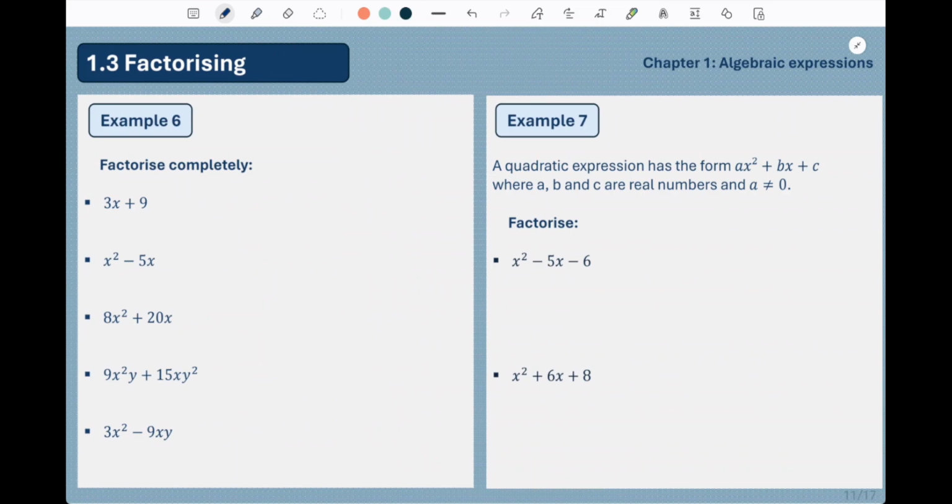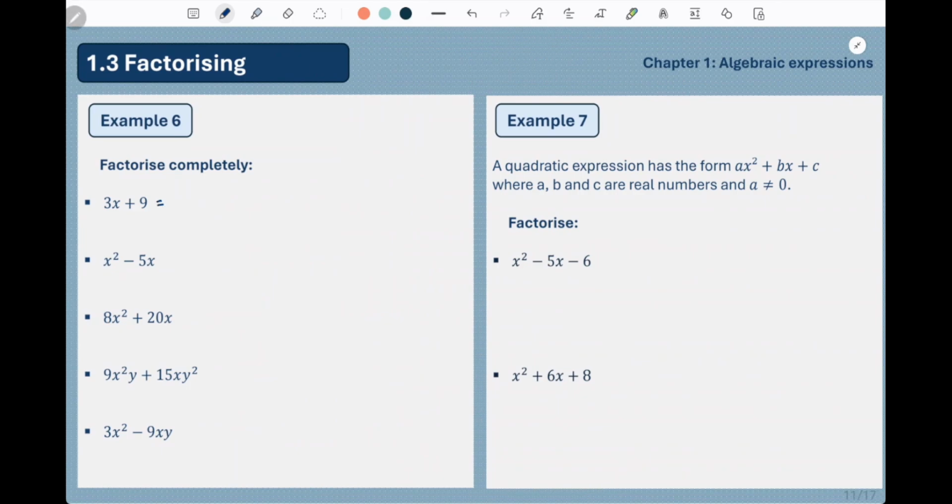It's basically the opposite of expanding, and we've done that in the previous two videos, so please check that out if you're having any trouble with expanding any of those expressions. Yeah, so let's start with our first example here.